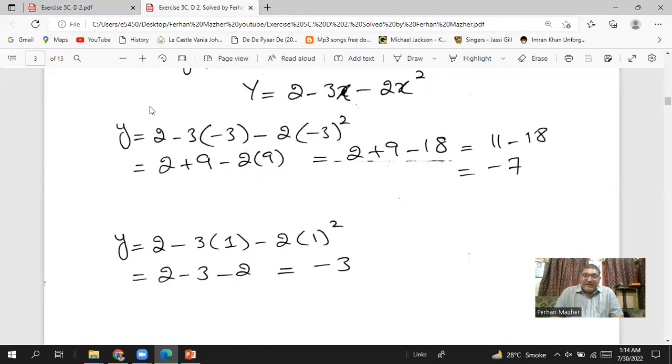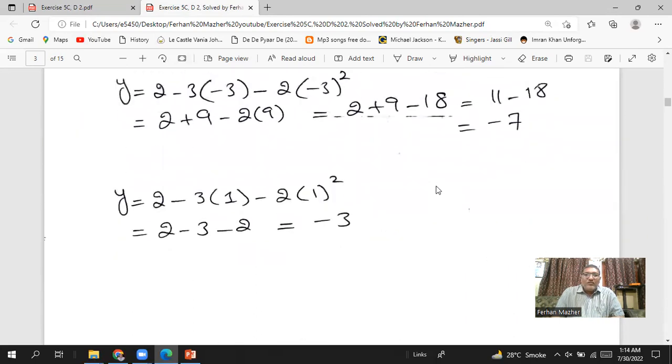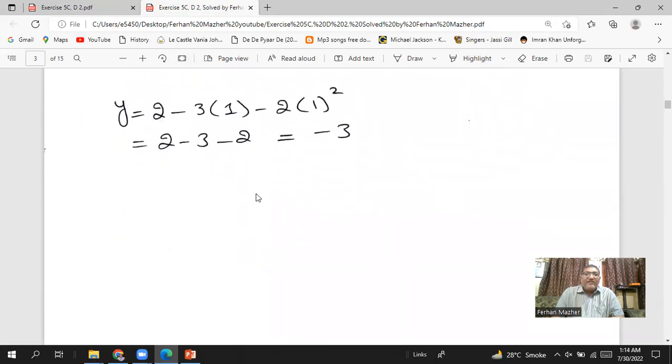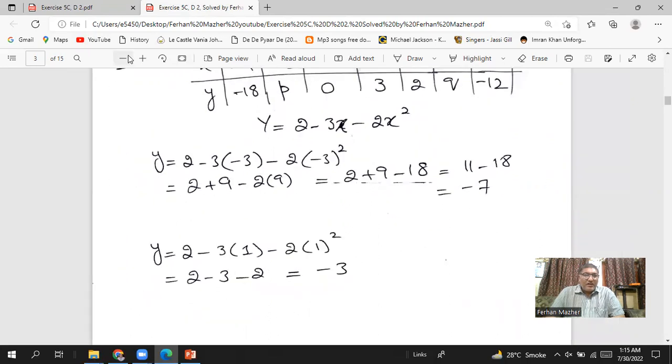In the same way, the next question was, when the value of x is 1, what is the value of y? They named it q. So for q, in the place of x in that equation, substitute x with 1. So 2 - 3(1) - 2(1)² equals, and your answer on the calculator will be -3. So the p value is -7, and the q value is -3. This is how you will do this question.